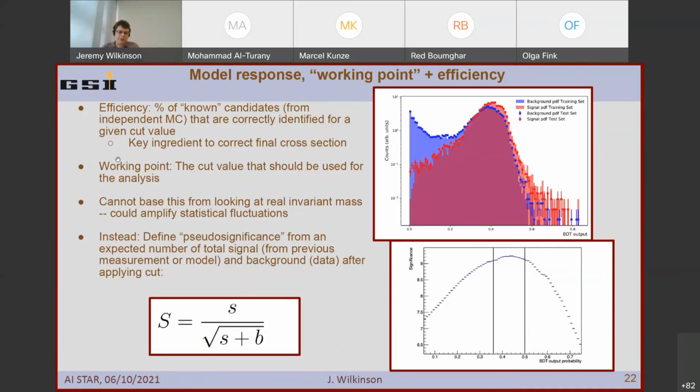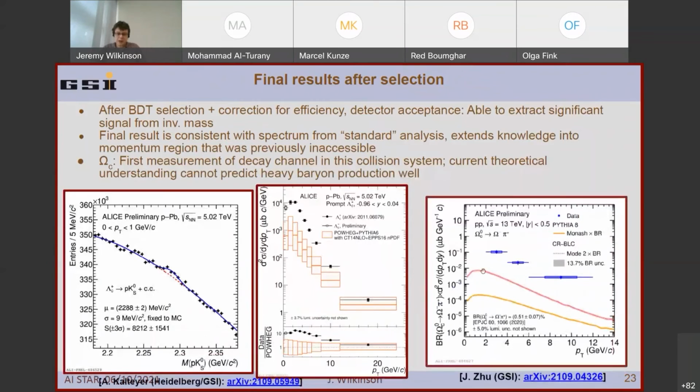Then to determine where we want to set the cut for this, we don't want to base this on looking at the real invariant mass distributions for every individual cut value, since this could amplify statistical fluctuations. So instead we define this pseudo-significance variable from an expected number of total signal from either a previous measurement or from models, and then the background from real data after applying the cut. This gives us an estimate of where our likely best region would be to apply the cut in order to get the best statistical significance. And then this brings me to the final results after the selection.